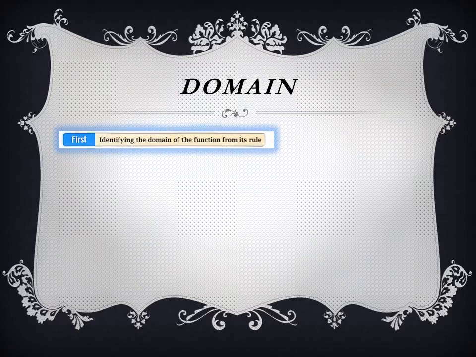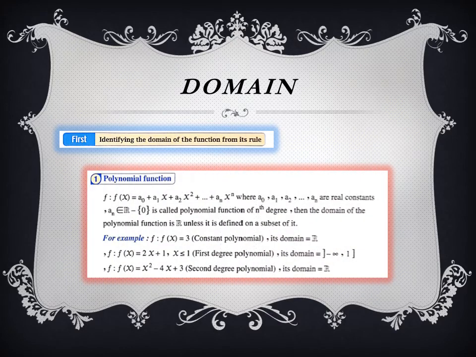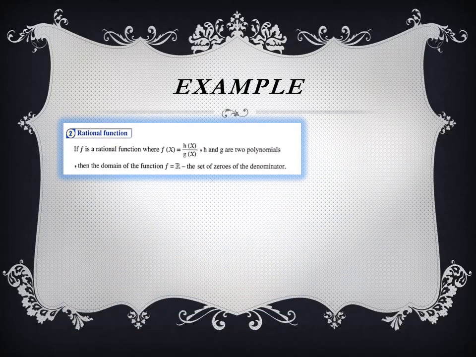Okay, now the domain. How can we identify the domain of the function from its rule? The first type of functions is polynomial functions, like constant function, linear function, quadratic function. All of these functions, their domain is R. The second type is rational function or fractional function. Its domain is R except the set of zeros of the denominator.